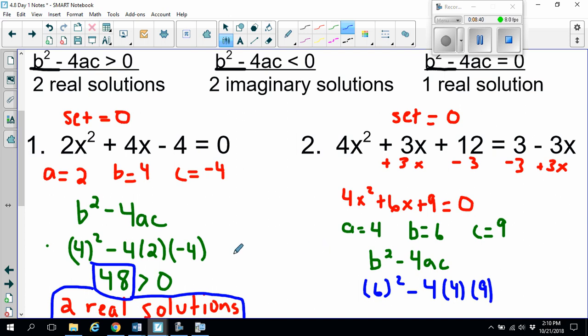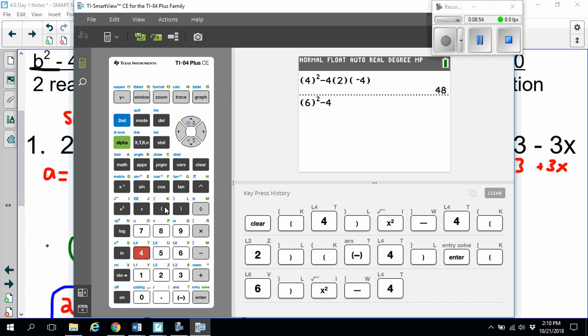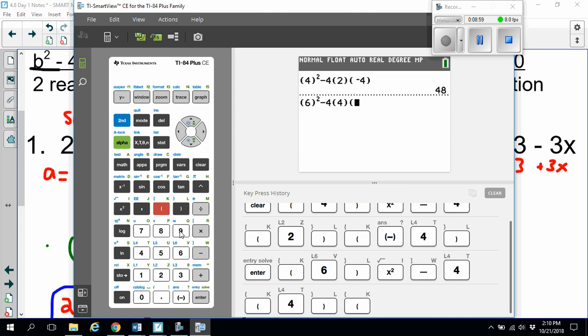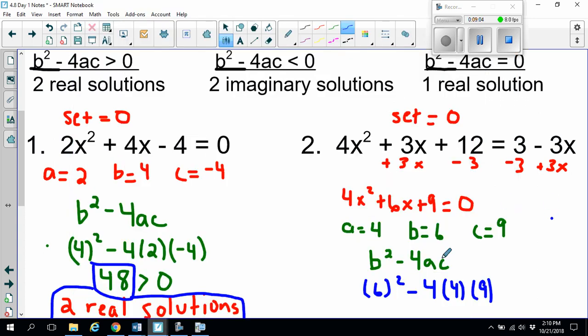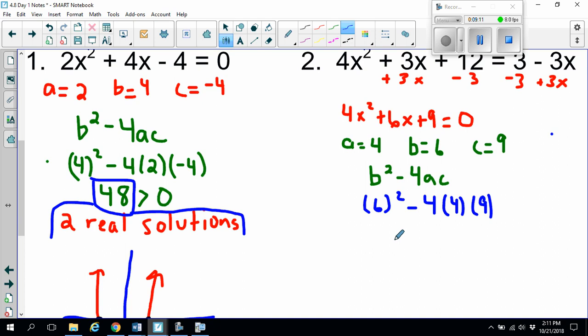So just like we did before, I'm going to plug this entire thing into our calculator. So to do that, I'm going to use parentheses, 6 squared. Then I have minus 4, and then using parentheses to represent multiplication, times another 4, times 9. And we get negative 108. So that's going to be my discriminant. So I'm going to scroll down really quick so I can write that down. So my discriminant is negative 108.